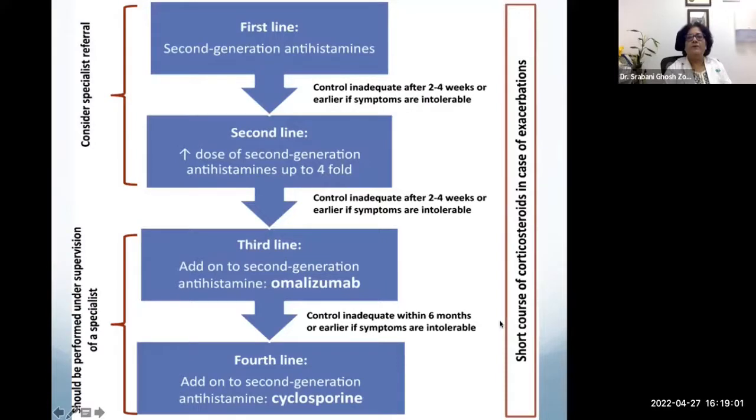Coming to the drug treatment, first line management is with second generation antihistamines. If the symptoms are not controlled in 2 to 4 weeks, or if your patients are symptomatic, you can escalate the dose of antihistamines, you can do permutation and combination. As a third line, the international guideline is omalizumab, but in our country, definitely this is not very affordable. The fourth line treatment is cyclosporine. In all cases, you can use short period steroids if the symptoms are not controlled.